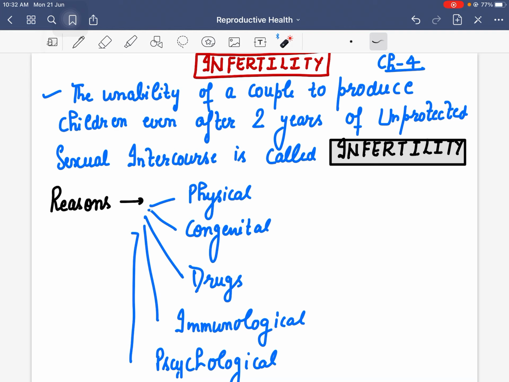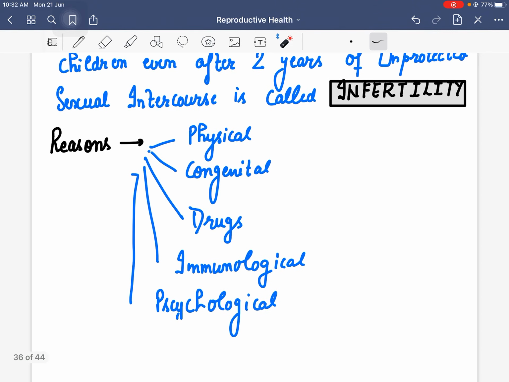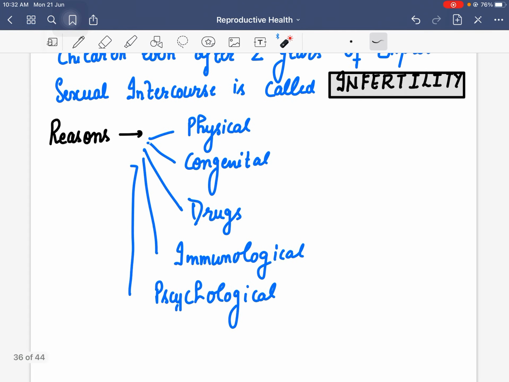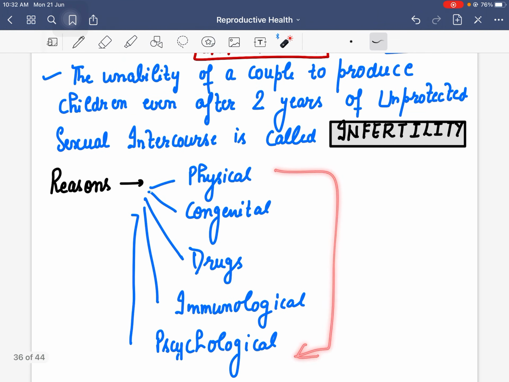Now many times students ask what the reasons are. See, there is not a single reason, only that there is a problem in the reproductive tract or reproductive organs or internal areas. The reason can be physical, the reason can be congenital, means by birth, it can be due to some drugs, or it can be immunological, it can be psychological also. So all these aspects are contributing factors for infertility, right?